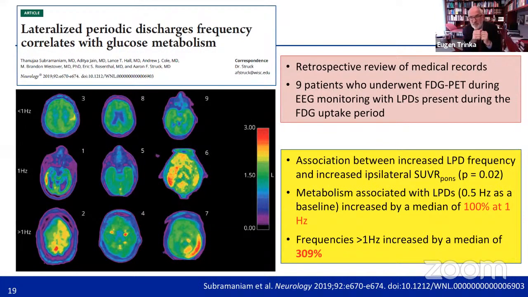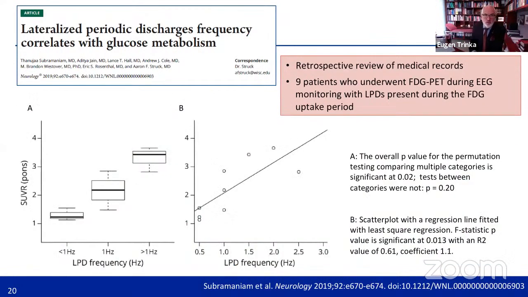And the reason for that is that everything which is increasing in frequency above 1 to 2 hertz has a higher metabolic demand. And there's a nice study from Aaron Strock's group and Andy Cole. It shows that there's a linear increase in metabolic demand when you have periodic discharges at a certain frequency.